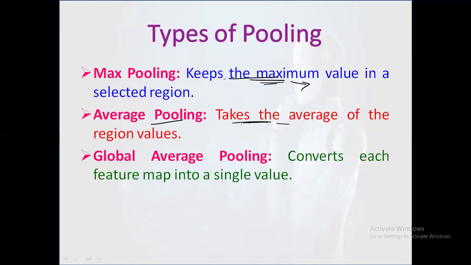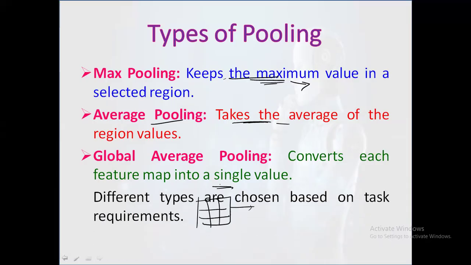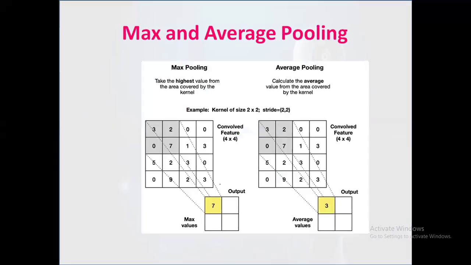Next one is global pooling, such as global average pooling over the entire image. If you take the entire feature map, we take the average. Global pooling reduces each feature map to a single value and is commonly used before classification layers to significantly reduce the number of parameters. Choosing the correct pooling type depends on the nature of the task and how much detail needs to be preserved. We'll see them one by one.